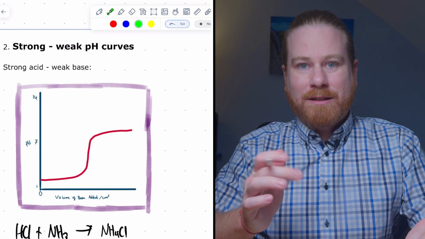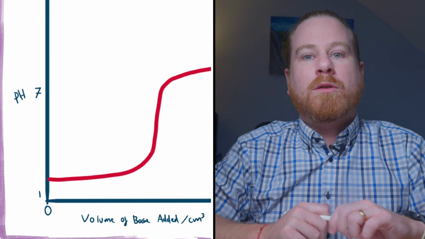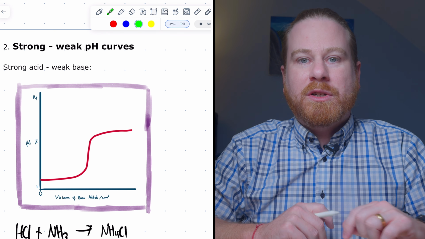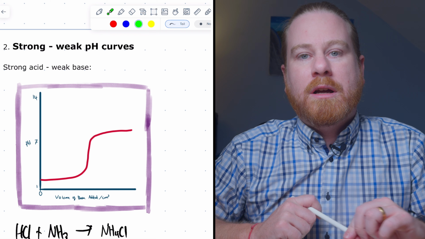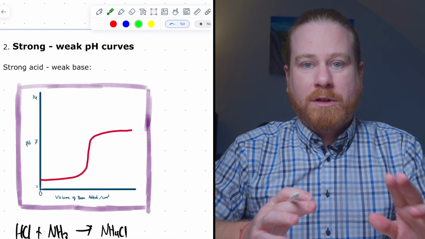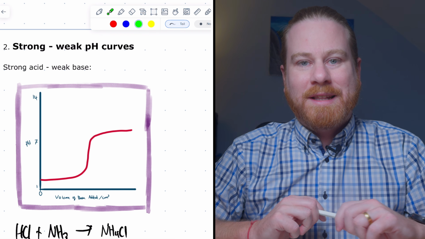Then as we are adding the base, we're getting this region here. So this is called a buffer region, and this is because the pH isn't changing very much, even though we are adding quite a large amount of base. Again, we're going to go through this in a future video when we look at buffers, so watch this space.